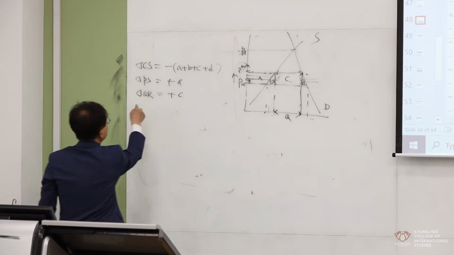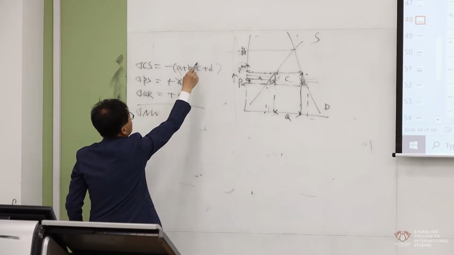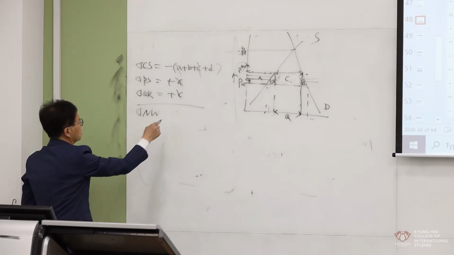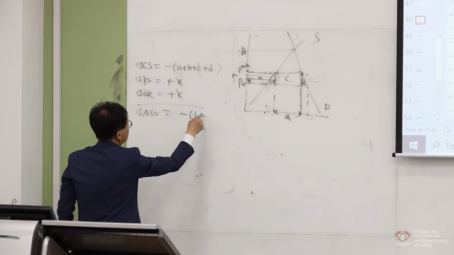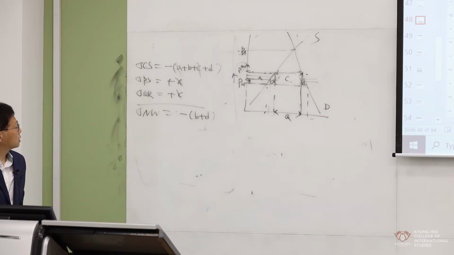Right? Then the change in national welfare is minus A plus A minus C plus C. So the change in national welfare is minus B plus D. After introducing an import quota, national welfare decreases.